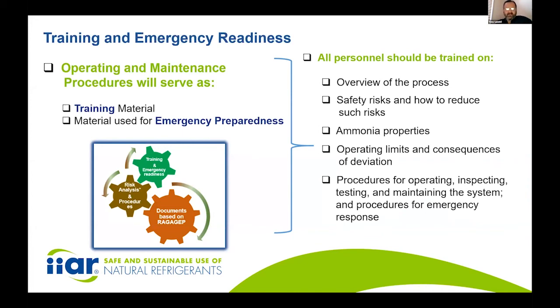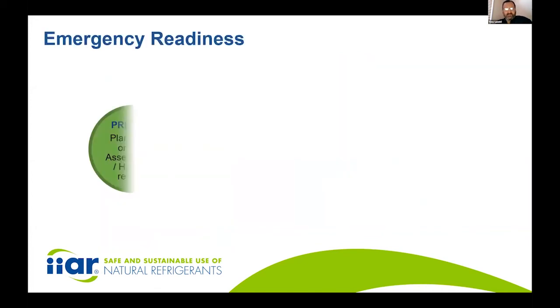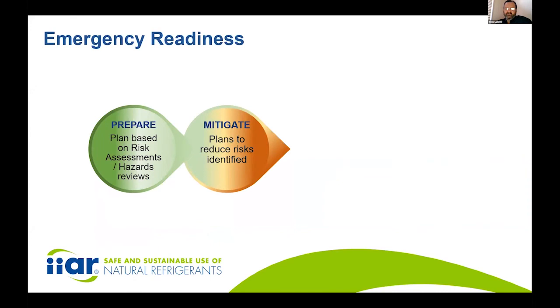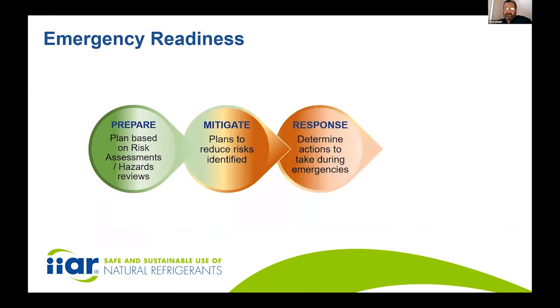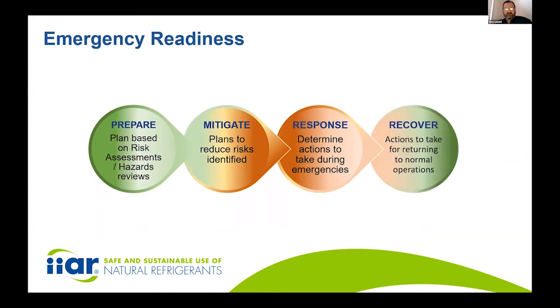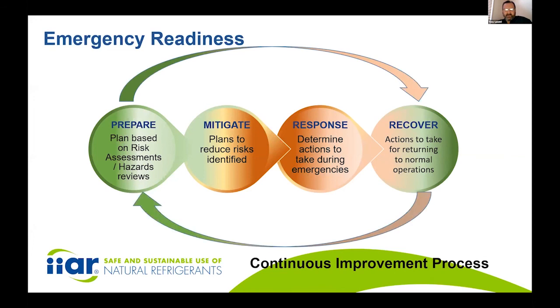I'm going through it very quickly. I just want to show you some of the highlights. Emergency readiness: as you prepare, you plan based on risk assessments and hazard review, you mitigate. So you have plans to reduce the risk identified, and then you respond. So your response will be determining actions to take during emergencies, and you recover, actions to take for returning to normal operations. And one of the key items here is this is just a continuous process that you get familiar with and you practice. It becomes your culture. You prepare, mitigate, respond, and recover.